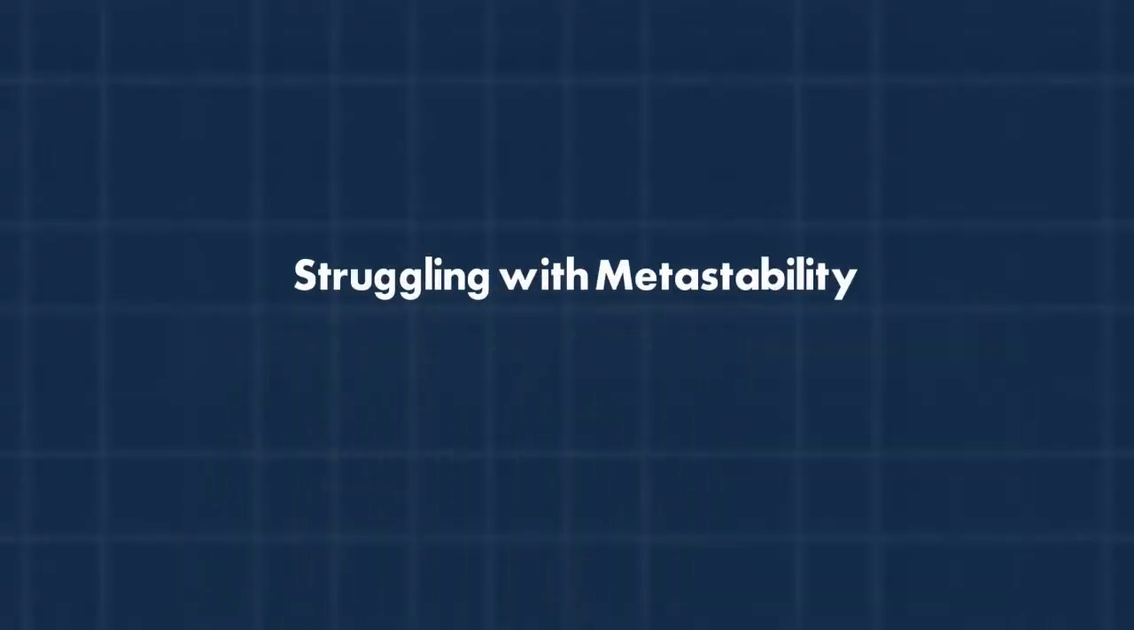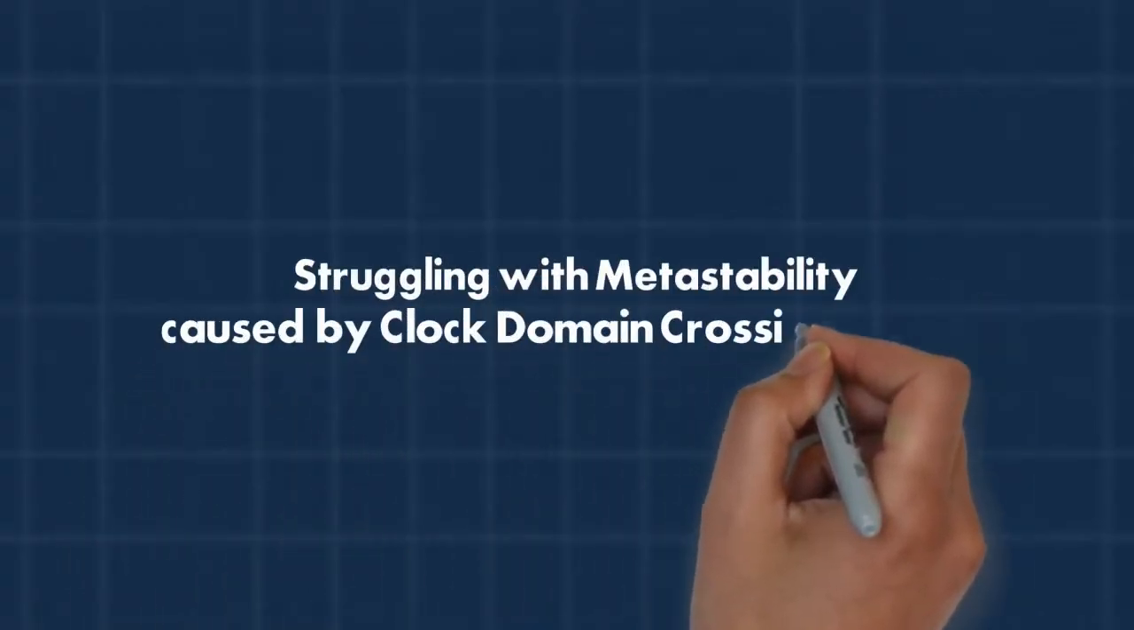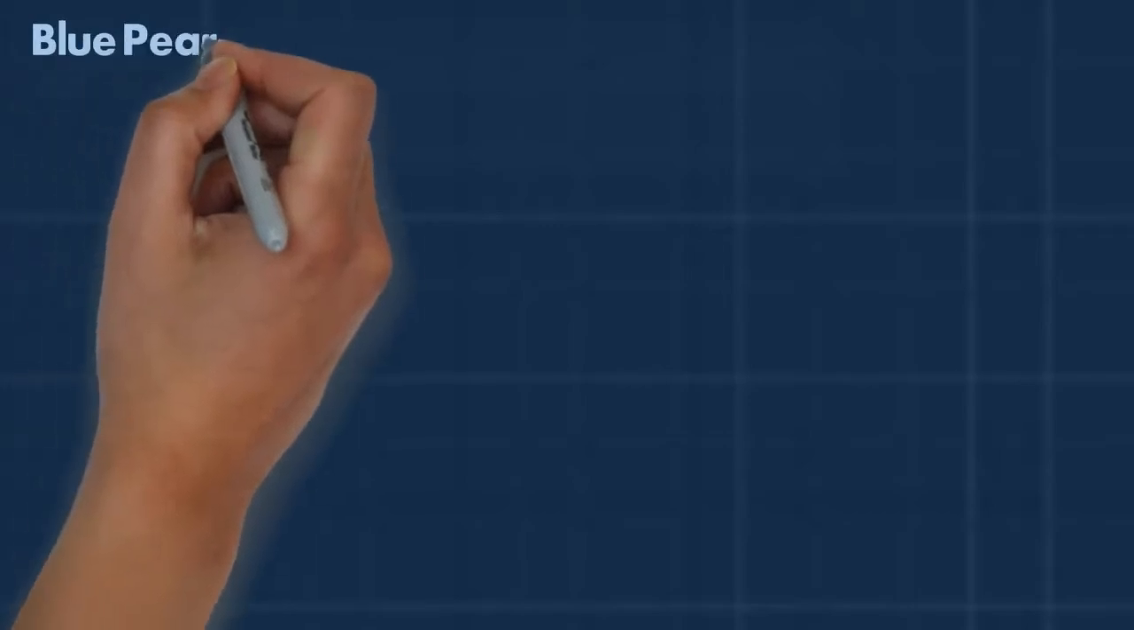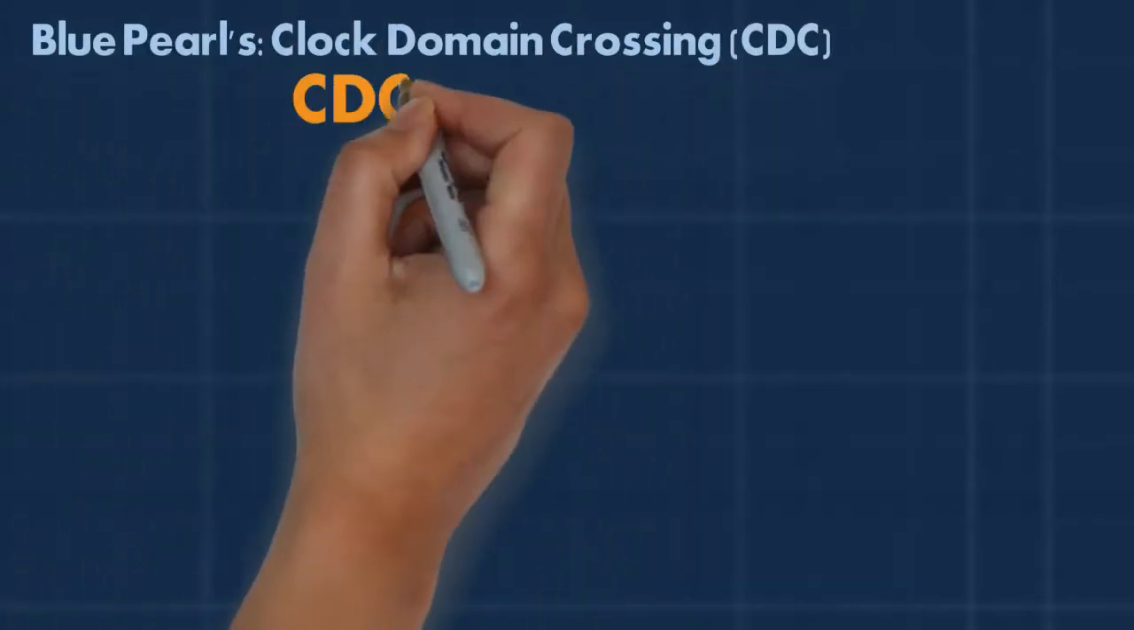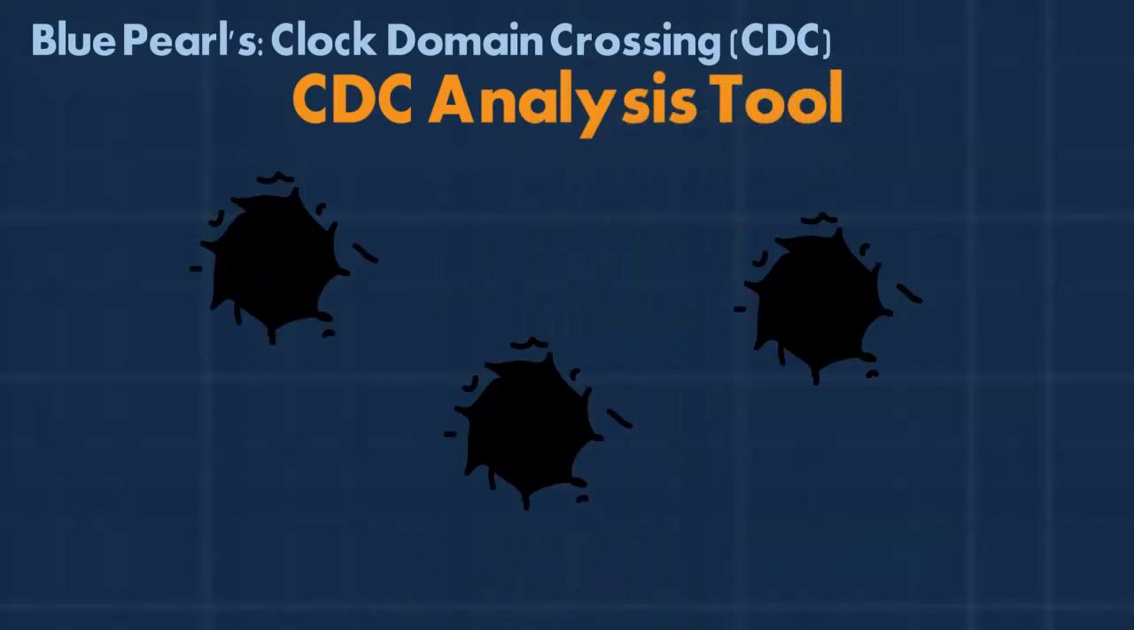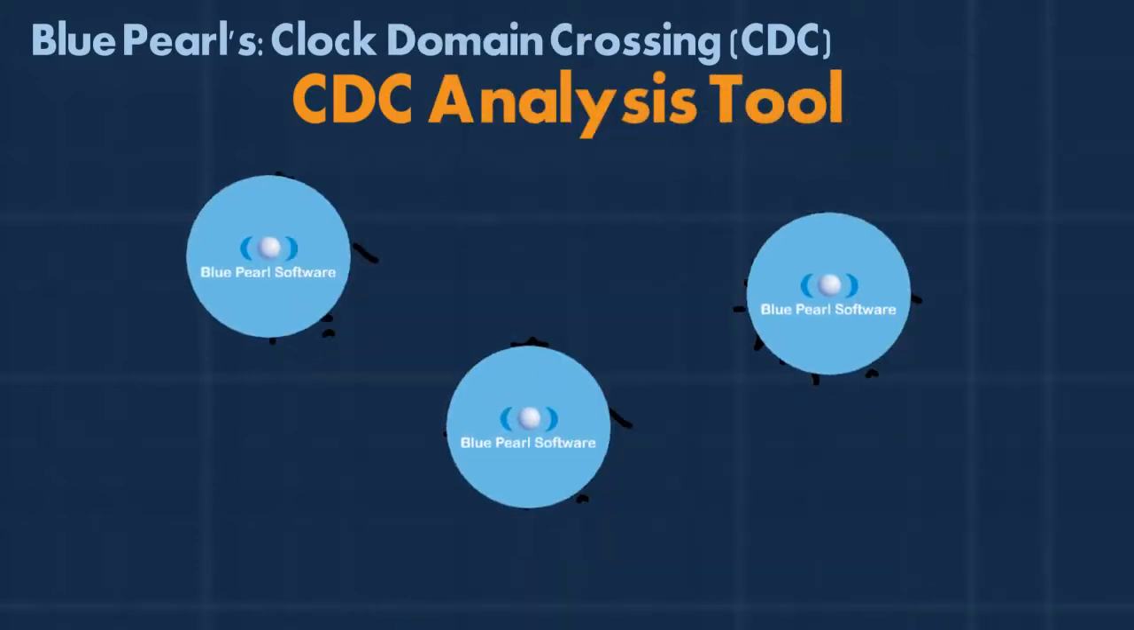Struggling with metastability caused by clock domain crossing issues? Well, Blue Pearl presents Clock Domain Crossing. Blue Pearl software provides a CDC analysis tool that fills holes in typical design flows. Designers can properly set up and analyze their CDC synchronization issues that cause metastability.